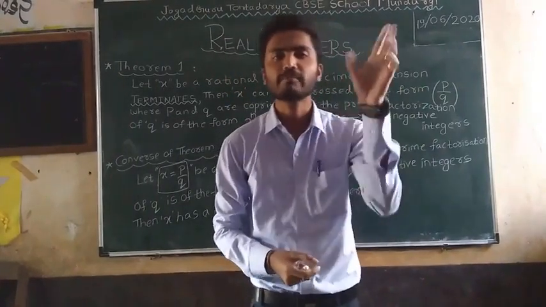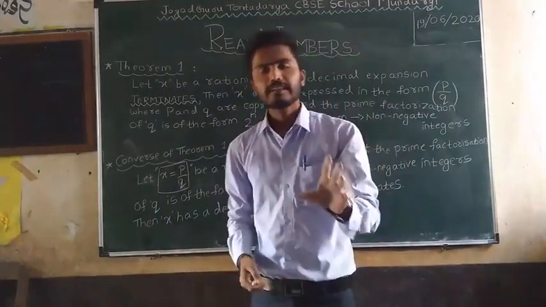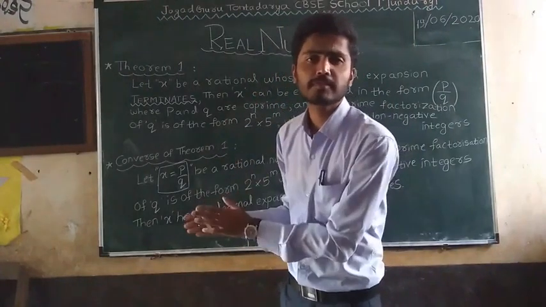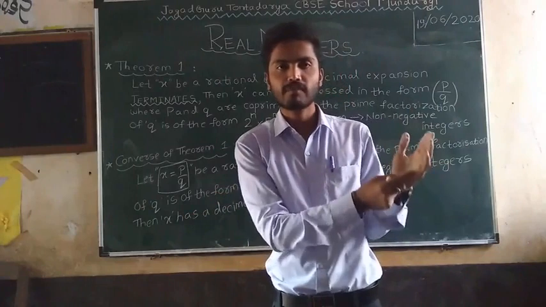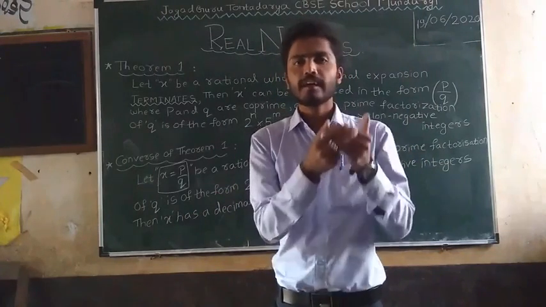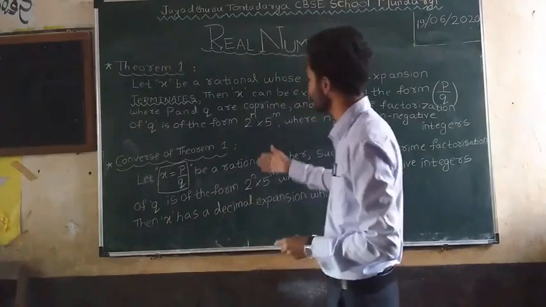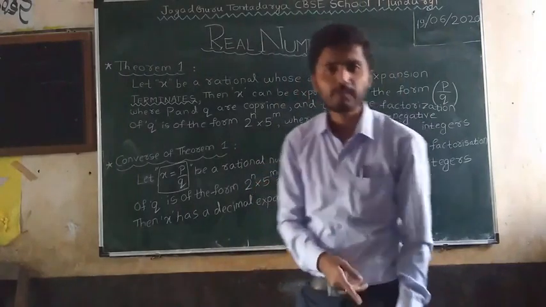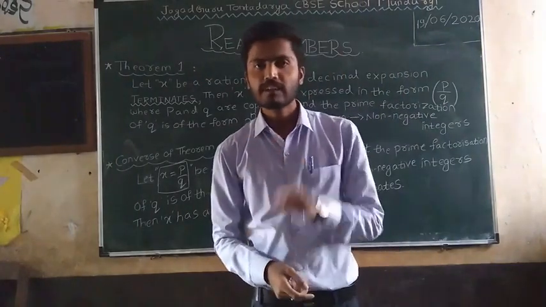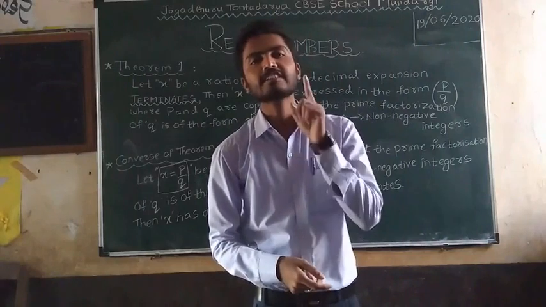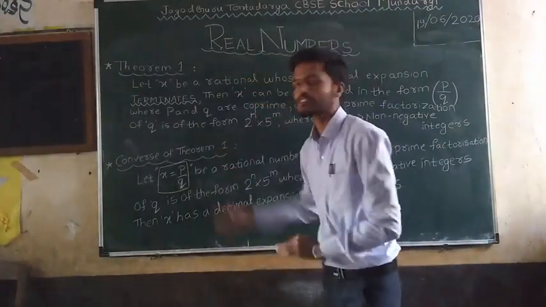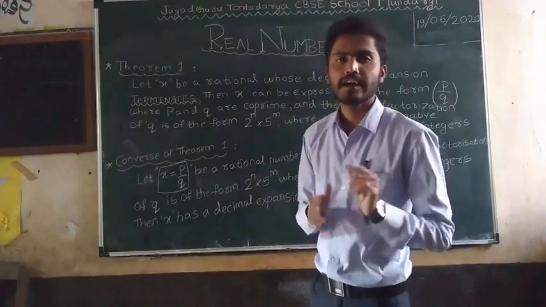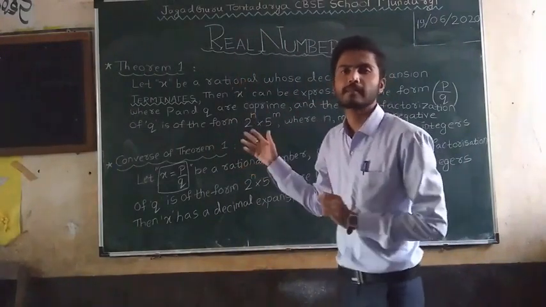suppose they give a fraction 1 by 2. It is a rational number, and the denominator is 2. And 2 can be expressed in the form 2 raised to n into 5 raised to m. Then that particular fraction has a terminating decimal expansion. So this is what the converse of theorem 1 states. I hope these two theorems are clear.